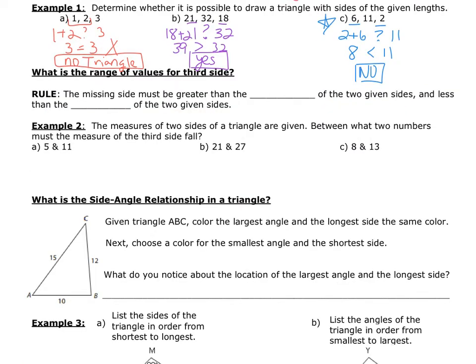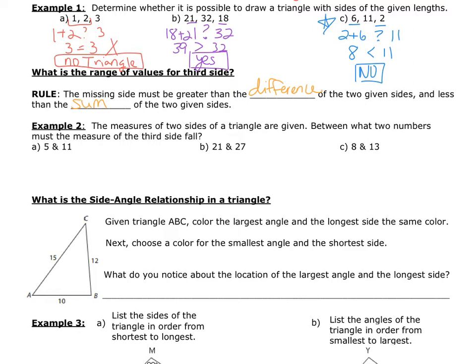Now for the range of values of the third side, if we have two of them, we use that same idea that the two sides need to be greater than the third side. The missing side must be greater than the difference of the two given sides, and less than the sum of the two given sides. That's because we don't know if one of the sides we have is the large side or a smaller side, so we do the difference of the two. And then we find the sum of the two given sides, and make sure our third side is less than that.